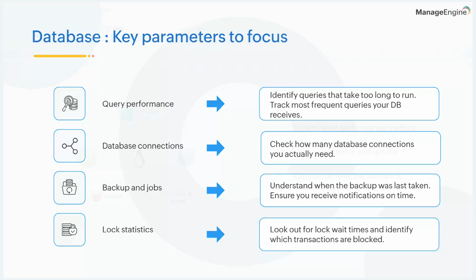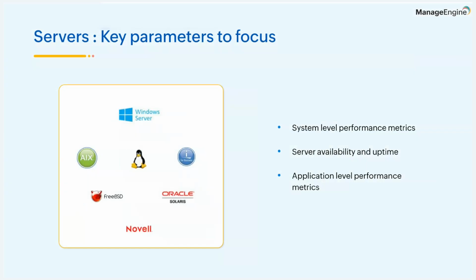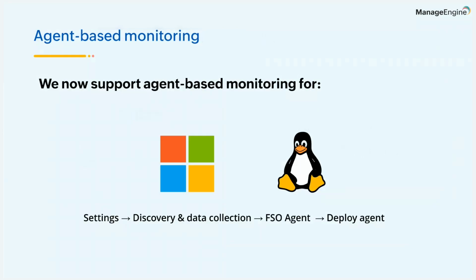And in terms of servers, the primary metrics we all know are the CPU, memory, and the disk utilization in terms of server monitoring. And along with that, we have the system level performance metrics like processes and services, and the response time and the uptime of the server itself. And in server monitoring, we have supported the agent-based monitoring, that is for Windows and Linux-based operating systems.